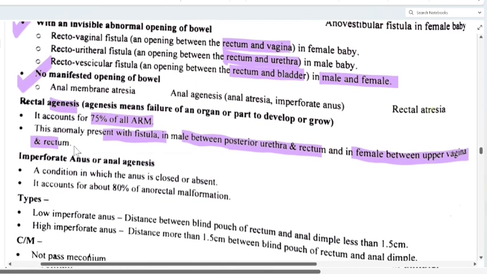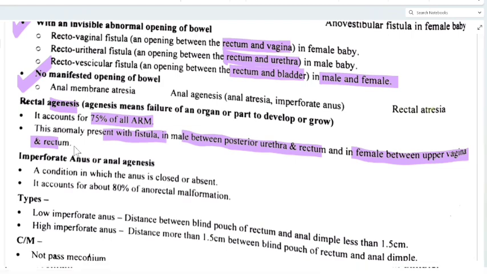Now coming to imperforate anus or anal agenesis, what is that? A condition in which the anus is closed or absent. मतलब उसमें कोई opening नहीं है. ठीक है? See, imperforate anus or anal agenesis, a condition in which the anus is closed or absent. Then it accounts for about 80% of anorectal malformations. ठीक है?